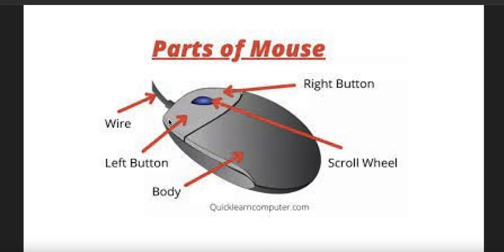Moving on, I was able to show you a labeled mouse that has the scroll wheel, the right button, the left button, the body of the mouse, and then the wire. If it's a wireless mouse, it doesn't have the wire. It could have a little device that you connect to your computer and it will be able to function effectively.